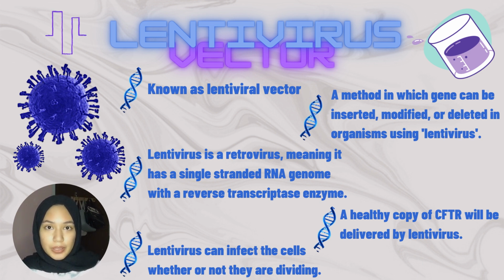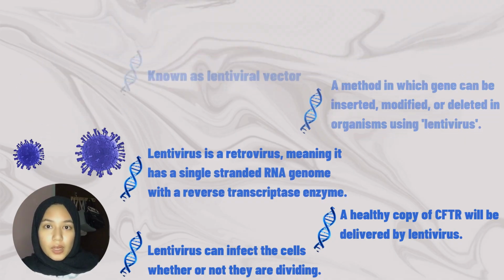Lentiviral vectors in gene therapy are a method by which genes can be inserted, modified, or deleted in organisms using lentivirus. Lentivirus is a retrovirus, meaning it has a single-stranded RNA genome with a reverse transcriptase enzyme. Lentivirus will deliver a healthy copy of a gene called CFTR, which causes cystic fibrosis if it carries a mutation. Unlike other retroviruses, which cannot penetrate the nuclear envelope and can therefore only act on cells while they are undergoing mitosis, lentivirus can infect cells whether or not they are dividing. Scientists use the lentivirus mechanisms of infection to achieve a desired outcome in gene therapy.